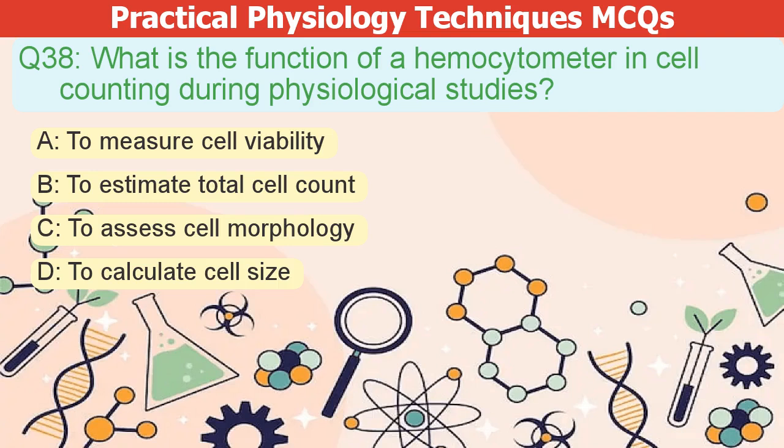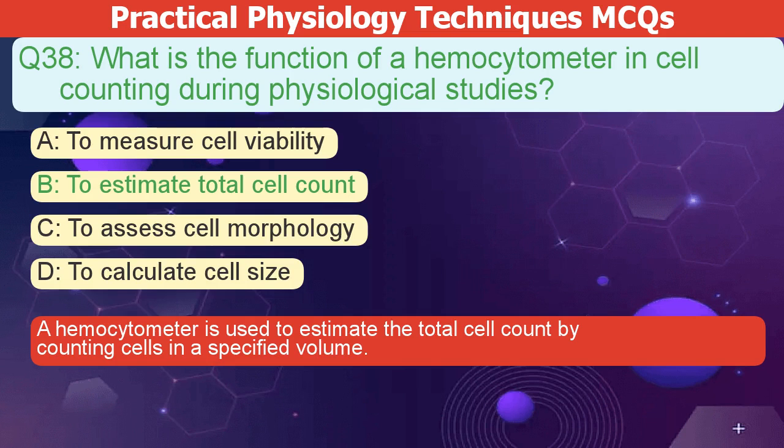What is the function of a hemocytometer in cell counting during physiological studies? A. To measure cell viability. B. To estimate total cell count. C. To assess cell morphology. D. To calculate cell size. The correct answer is B. A hemocytometer is used to estimate the total cell count by counting cells in a specified volume.